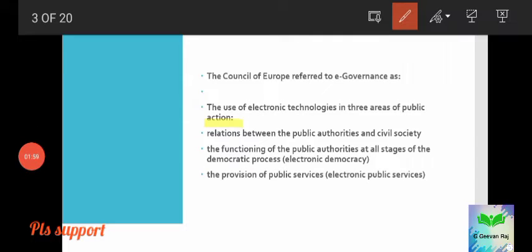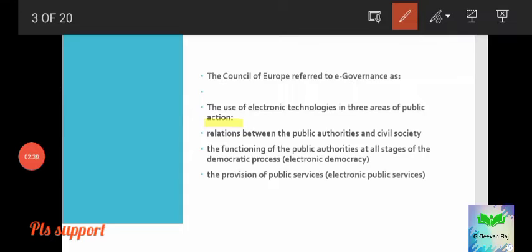So, according to the Council of Europe, the use of electronic technologies is mainly in three areas of public action. First area is the relation between the public authorities and the civil society. So, when the governing authority comes into contact with the citizen, or when they interact with the citizen.